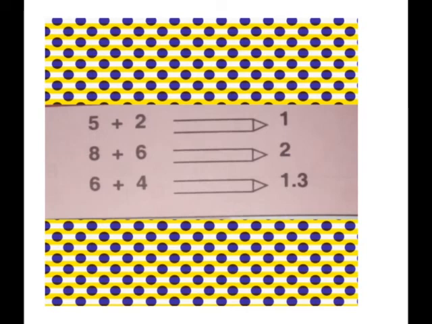5 plus 2 is 7. That is 1. 8 plus 6 is 14. That is 2. Then 6 plus 4 is 10. Remember, in 10 we have 1, 7, and 3. That is 1.3. This is so easy.